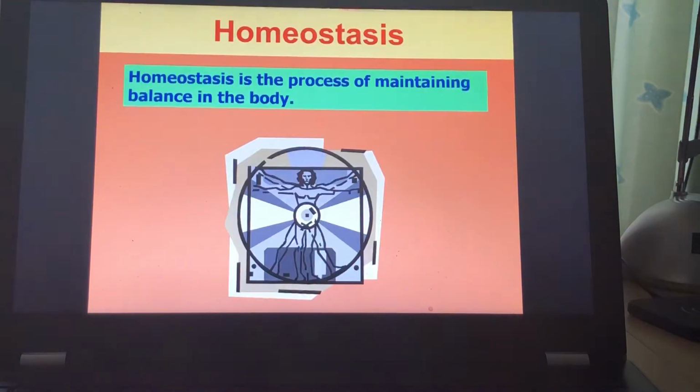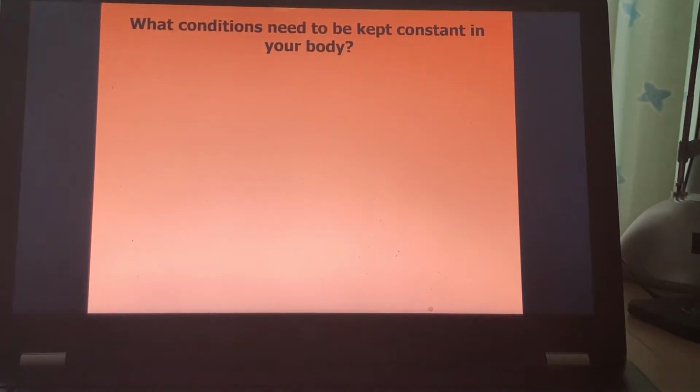Now, there are a lot of processes that are important to keep your body functioning properly. And those processes that maintain balance in your body come under the umbrella term called homeostasis. And it comes from two Greek words which really mean to keep the internal environment of your body the same. So what kind of things need to be kept constant or kept the same in your body? Now, you don't need to write these down. We're just thinking about them.